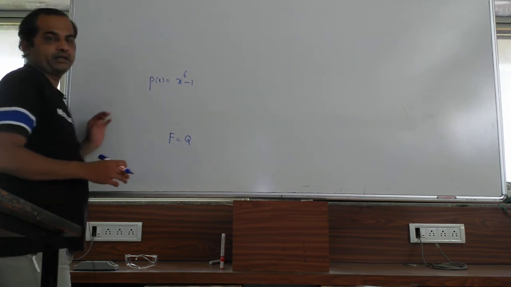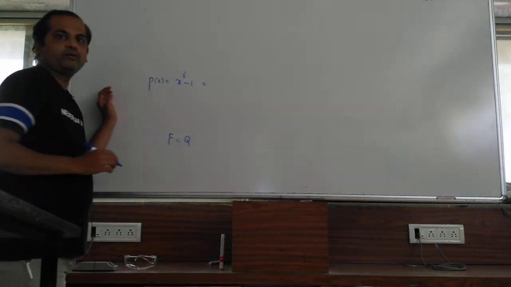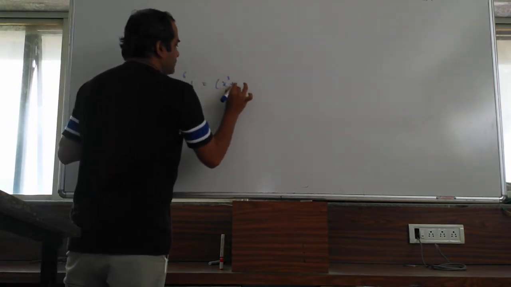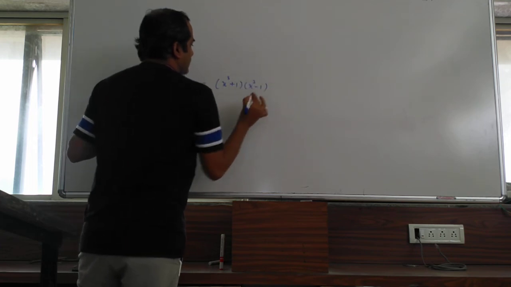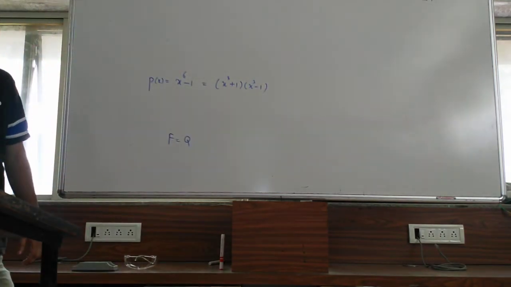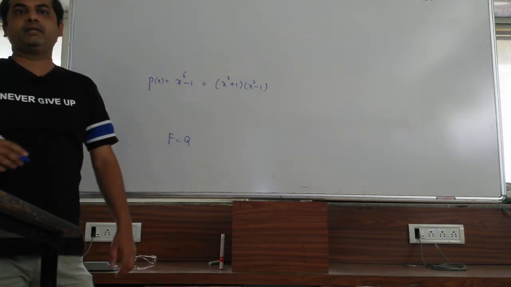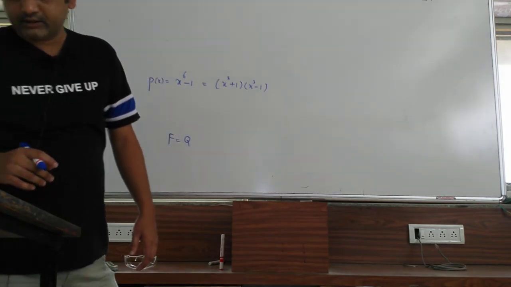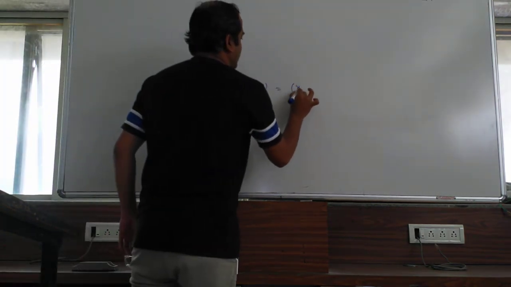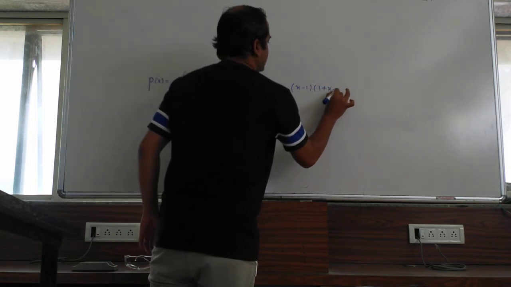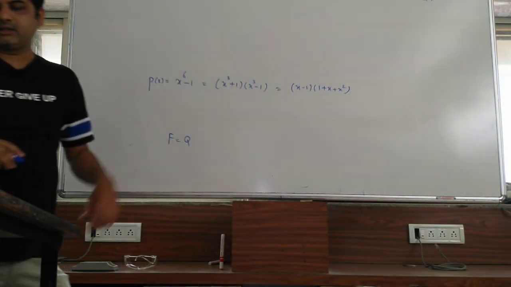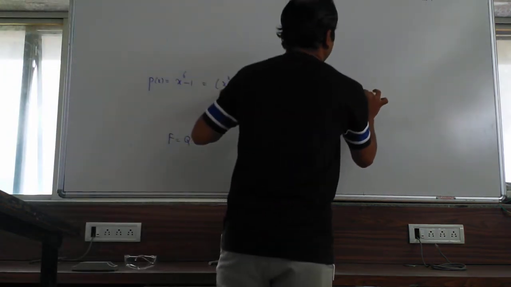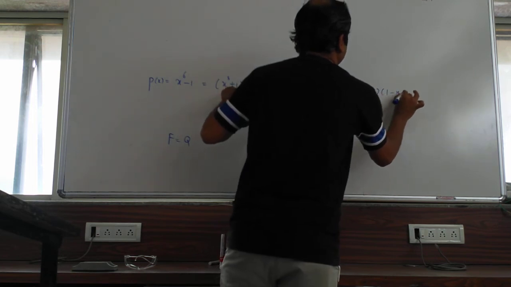Now what is p of x? It is x raised to 6 minus 1. How are we going to go about this? It is x cube whole squared, so we have x cube plus 1 and x cube minus 1. Once you have x cube minus 1 and x cube plus 1, then factorize again. The factorization is x minus 1 into 1 plus x square, and the other factorization is x plus 1 into 1 minus x plus x square.